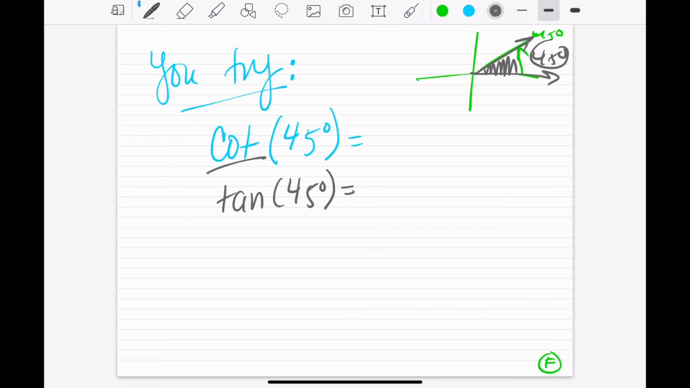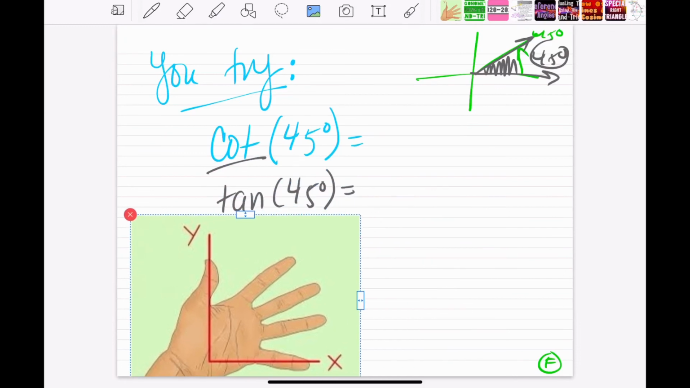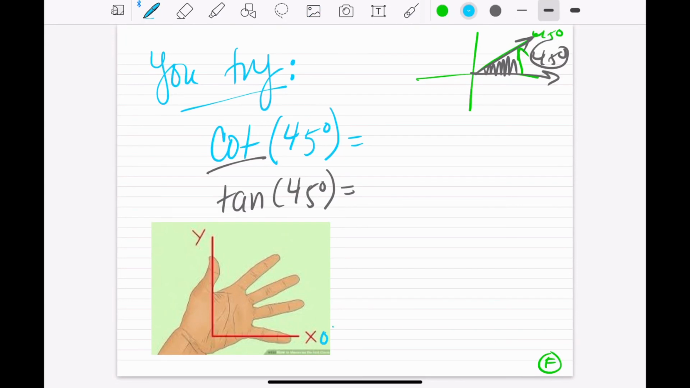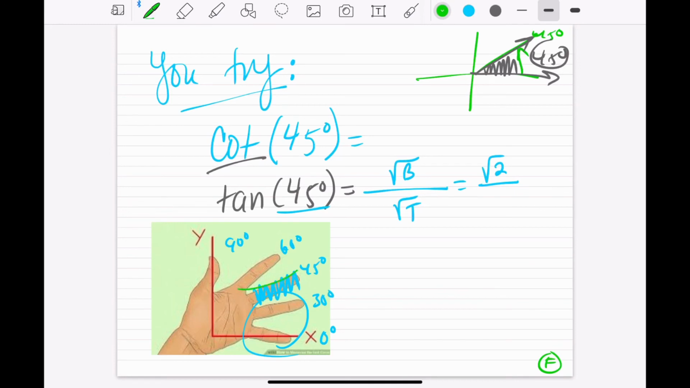So let me go to my left hand. And for the last time, let me label my degrees. 0, 90, 45, 30, and 60. We're doing 45 degrees, so I need you guys to pull your middle finger back. Since we're doing tangent, tangent is square root of bottom fingers over square root of top fingers. Now your middle finger is pulled back, square root of bottom. We have 2 fingers at the bottom, so square root of 2 over square root of top fingers, which is also 2. And of course, square root of 2 over square root of 2 is 1.